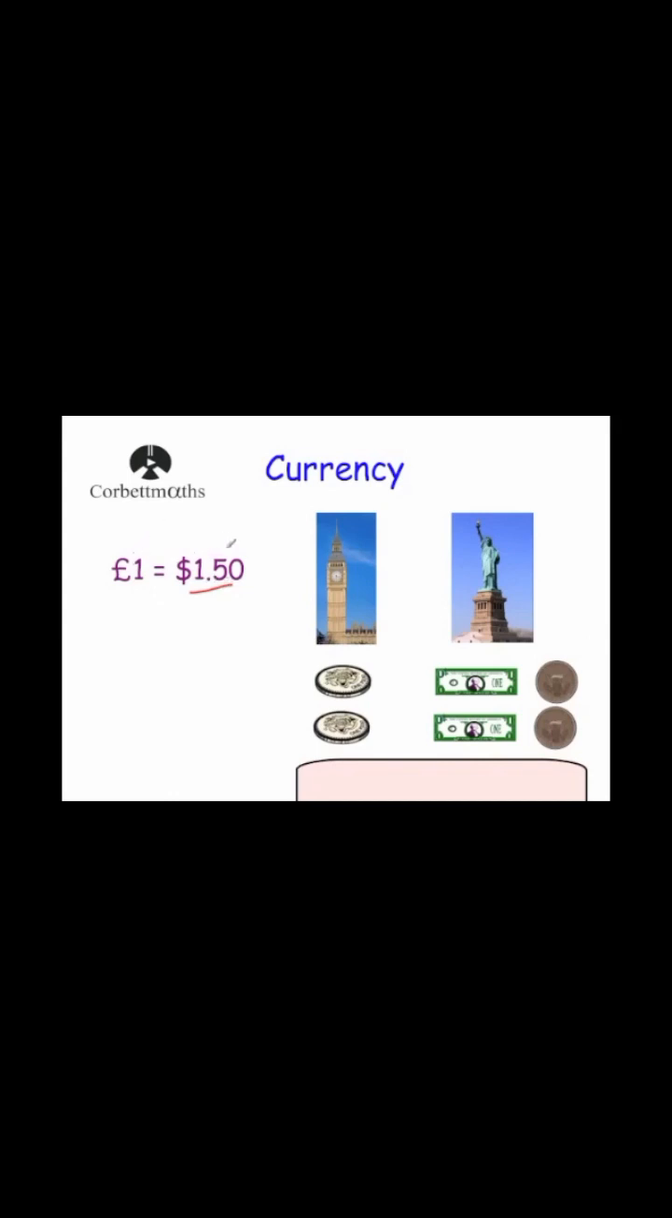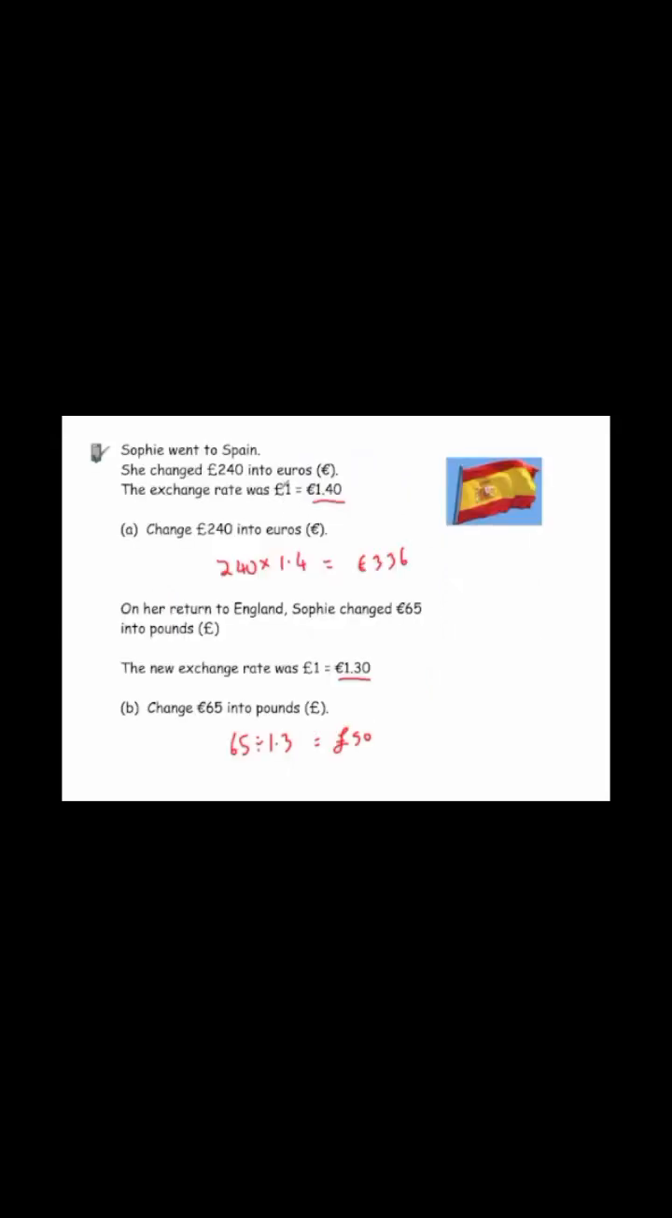So to recap, if you had an exchange rate, for instance, £1 equals $1.50, to convert into dollars, you would multiply by 1.5, and to convert back into pounds, you would divide by 1.5. If you had an exchange rate, such as £1 equals €1.40, to change into euros, you'd multiply by 1.4, and to change back into pounds, you'd divide by 1.4.